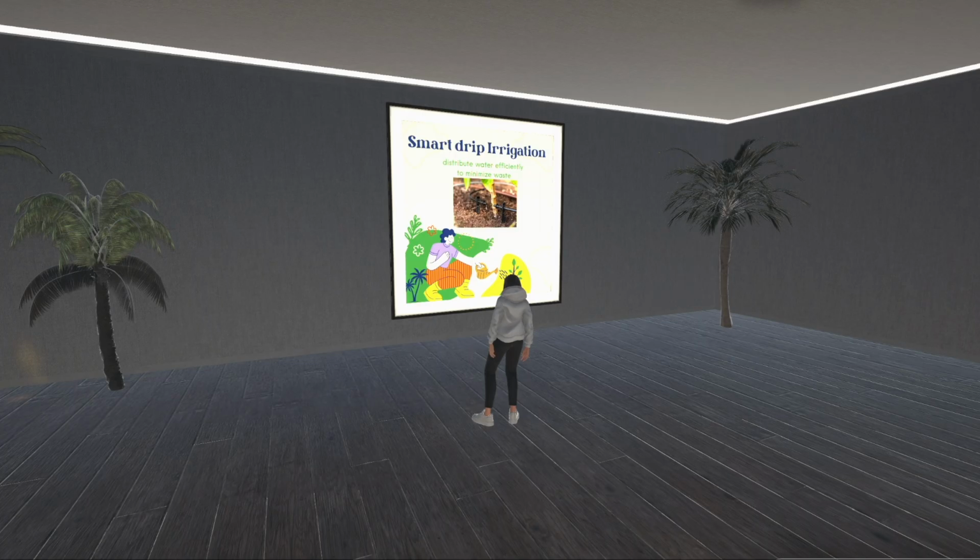Next, we have the smart drip irrigation system. It delivers water directly to the plant roots with precision. Guided by soil humidity sensors, this method minimizes water waste, increases efficiency, and helps every drop count, combining the traditional aflaj wisdom with modern smart technology.